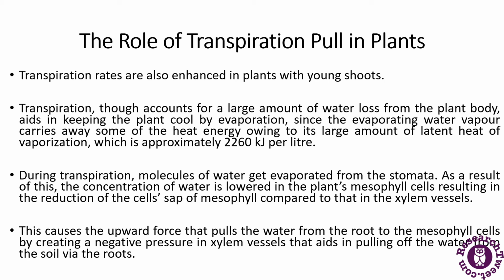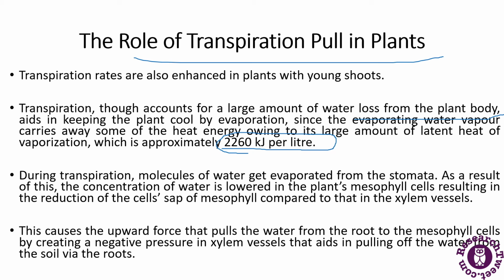Now, what is the role of transpiration pull in plants? Transpiration rates are enhanced in plants with a young shoot. Transpiration accounts for a large amount of water loss in the plant body. It aids in keeping the plant cool by evaporation, since evaporating water vapor carries away some of the heat energy owing to its large latent heat of vaporization, which is approximately 2260 kilojoules per liter. This is very high, and that is why this role is played in plants.